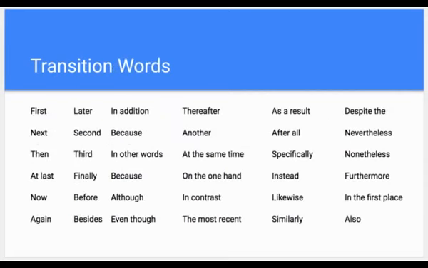You can Google transition words, and you'll come up with a huge list, and this is just some of them. First, next, then, at last, now, again, in addition, thereafter, as a result, nevertheless, nonetheless. Do note that these are actually one word. Furthermore, as well. So those are words you can use to transition from one topic or one point of detail to another point, and I'll show you how that looks.